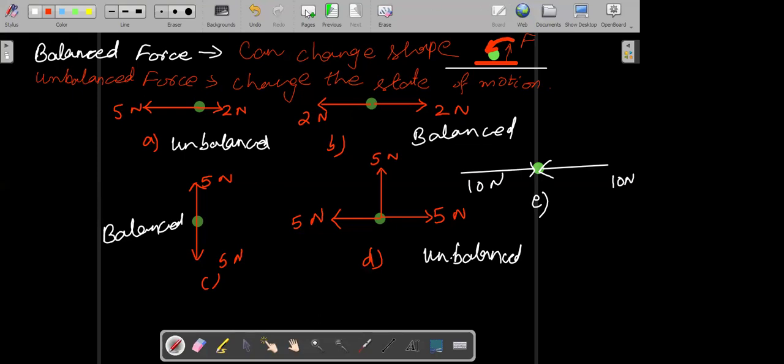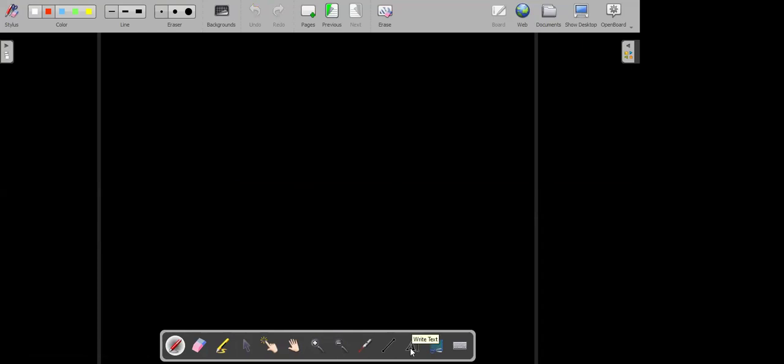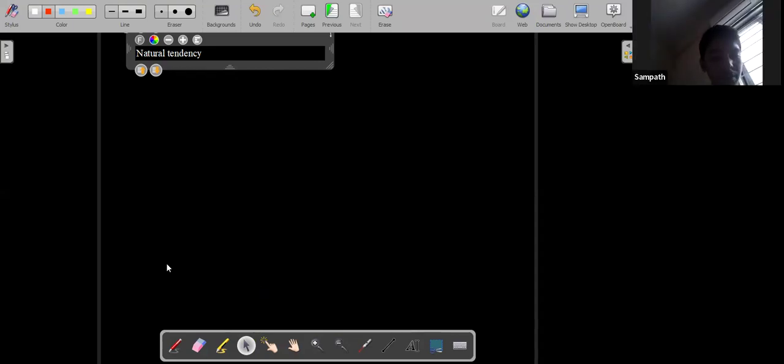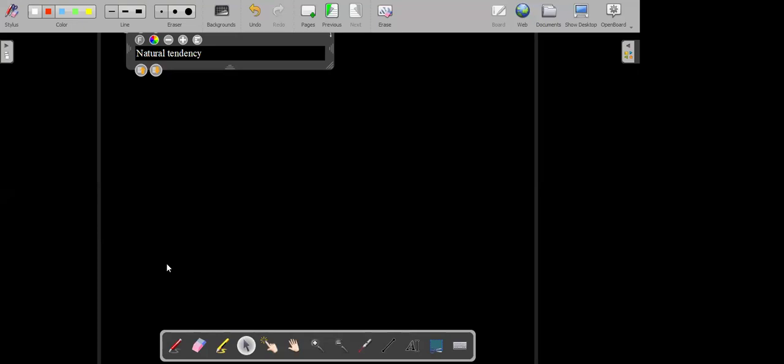So what is the tendency of an object? The natural tendency of an object. Suppose after coming from school, you keep your book in your almirah. Do you expect your book to be there? Yes, sir. How long do you expect that your book will be there? Sir, until we take it out again. Yeah, until you take it away, the book is supposed to be there. So I can say that the natural tendency of the book is to be there at its own place. The book will not move on its own.